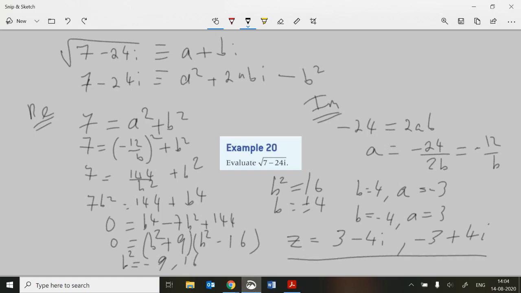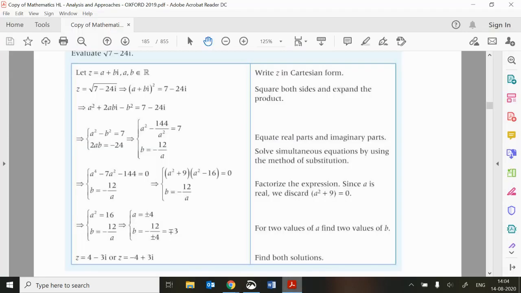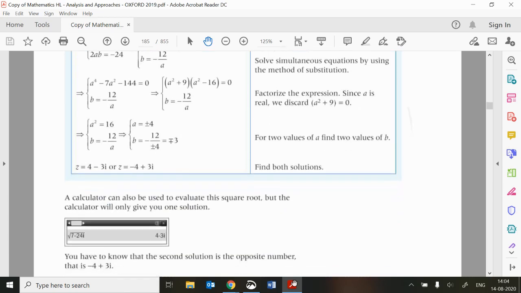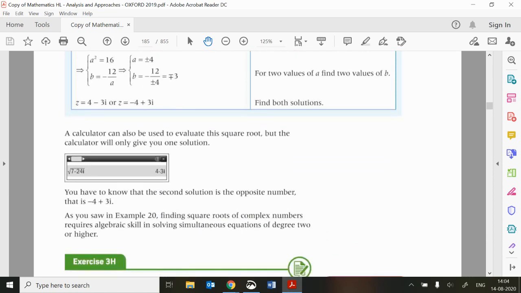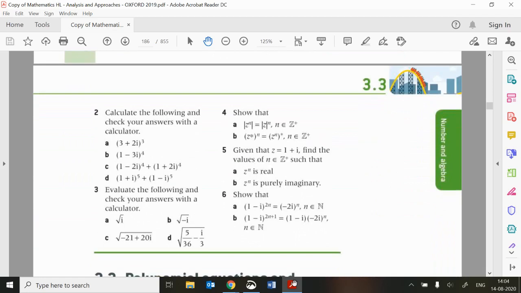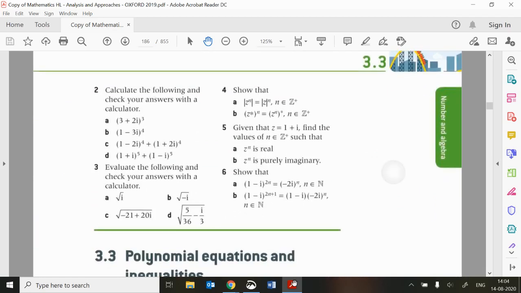Okay, so there we go. Those were the two solutions there. That's evaluating the square root of a complex number by setting it up as a complex number and then just working through the algebra there. Okay, so thanks for listening to that. You have enough skills now to do 3H, and 3H takes you up to question 6.